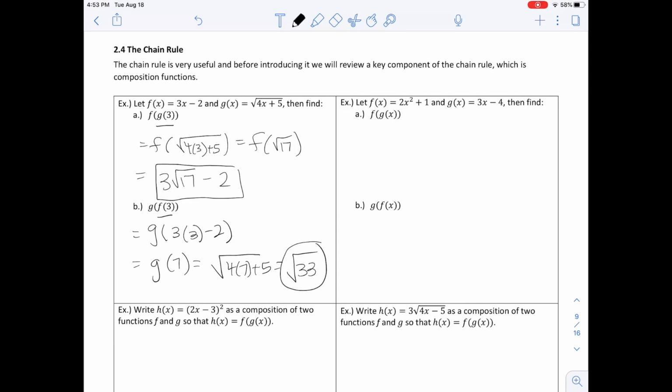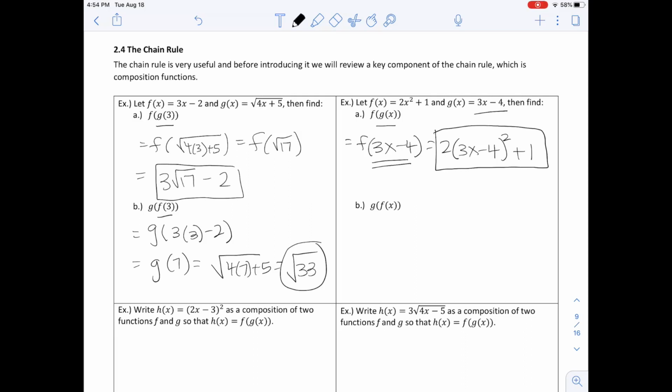The next example says let f of x equal 2x squared plus 1 and g of x equal 3x minus 4. Then find f of g of x. If you notice, this time we don't have numbers in here, it's left as g of x. So we're going to have f of g of x, and g of x is just this function, which is 3x minus 4. Now we're going to substitute this function into f. So f is going to be 2 times, and instead of x, we're going to put 3x minus 4 squared, plus 1. From here, you can either simplify this, multiply it out, or just leave it. We'll leave it for right now.